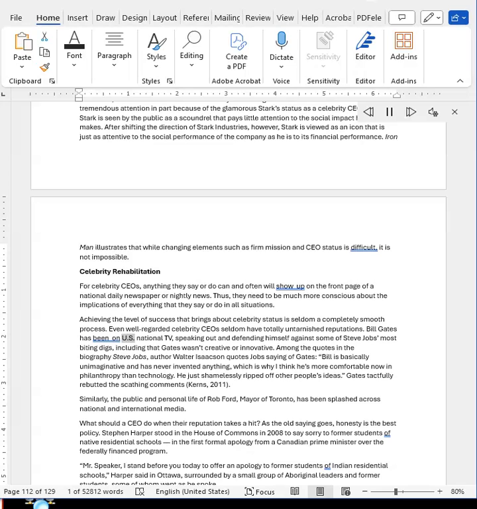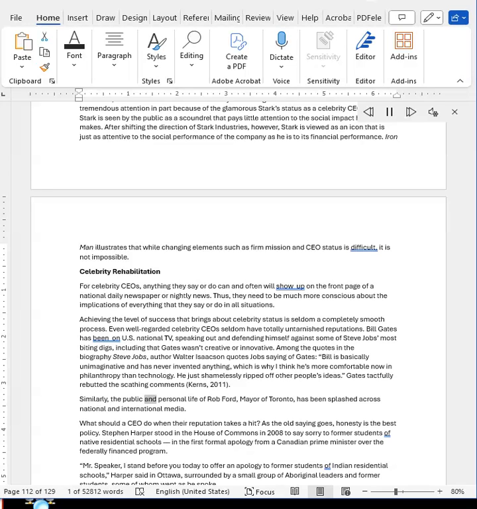Bill Gates has been on U.S. national TV, speaking out and defending himself against some of Steve Jobs' most biting digs, including that Gates wasn't creative or innovative. Among the quotes in the biography Steve Jobs, author Walter Isaacson quotes Jobs saying of Gates, "Bill is basically unimaginative and has never invented anything, which is why I think he's more comfortable now in philanthropy than technology. He just shamelessly ripped off other people's ideas." Gates tactfully rebutted the scathing comments (Kearns, 2011).